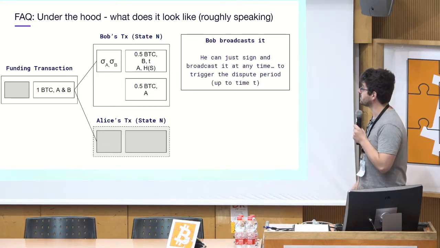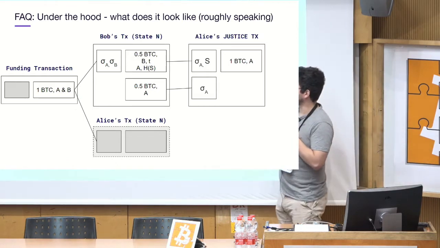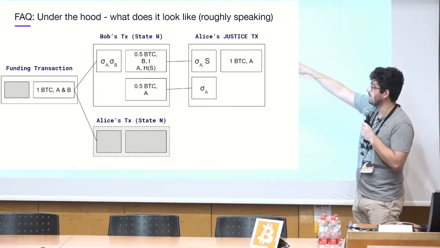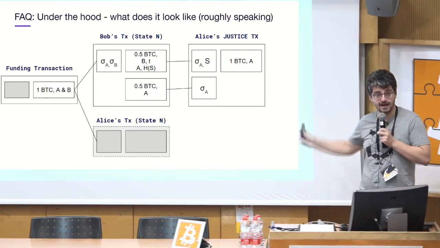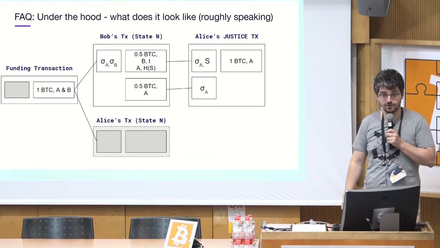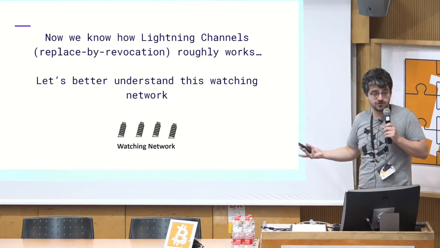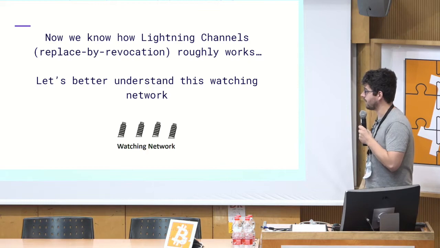And then the justice transaction is basically just this. Alice spends both outputs, she reveals that preimage of the hash, she claims Bob's coins, and then she claims her own coins as well. And that's at a high level what a justice transaction looks like under the hood. Cool. So now we know how Lightning channels work in a 2-minute nutshell. So what about this watching network?